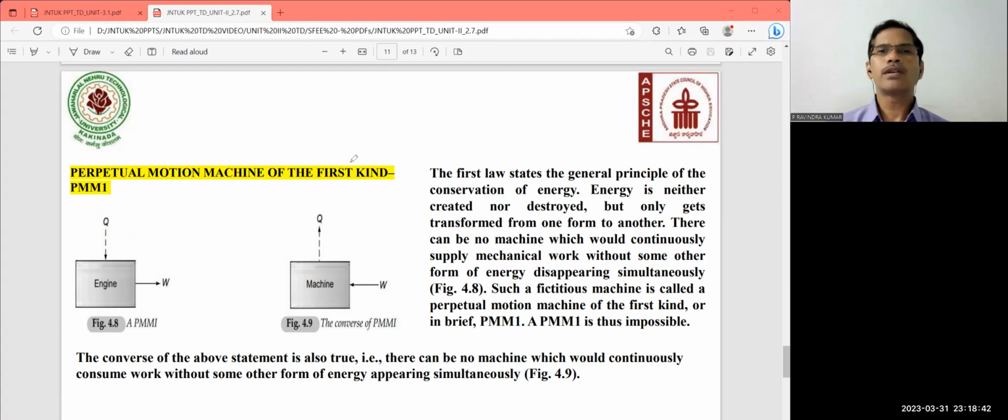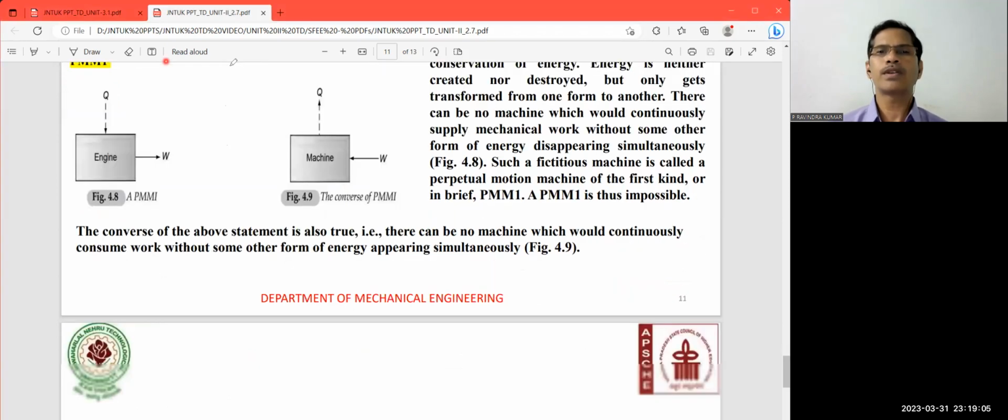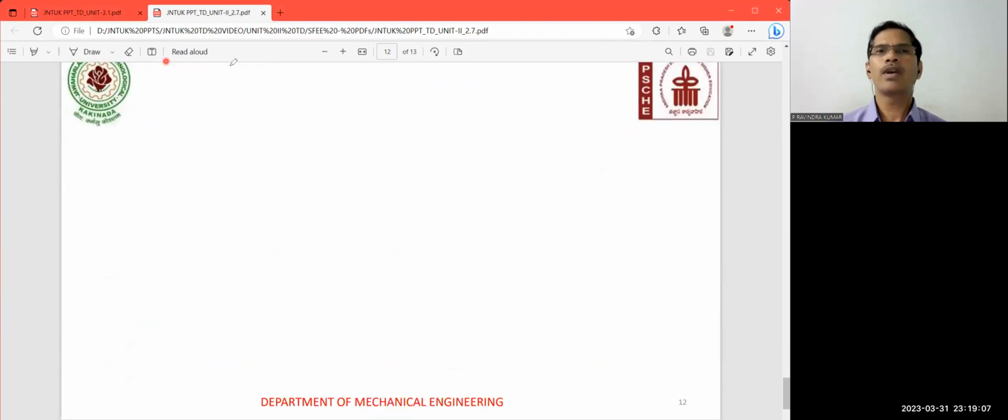So what is the second law, that is, the perpetual motion machine of the second kind? It is a machine which produces continuous work output by exchanging heat with a single reservoir. That is also impossible. So these are the two statements connected to this unit: the perpetual motion machine of the first kind and the perpetual motion machine of the second kind.